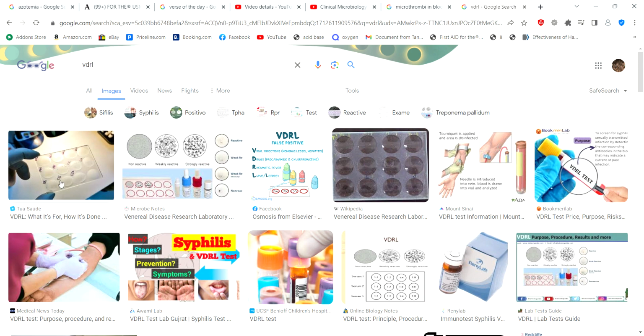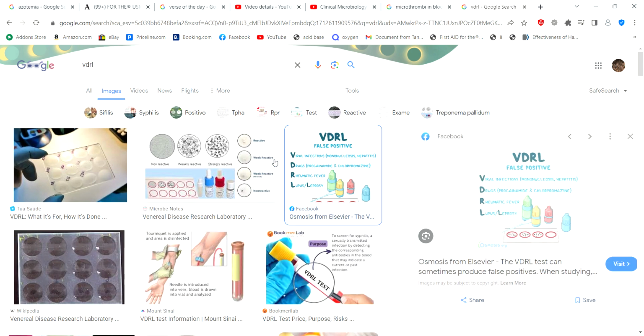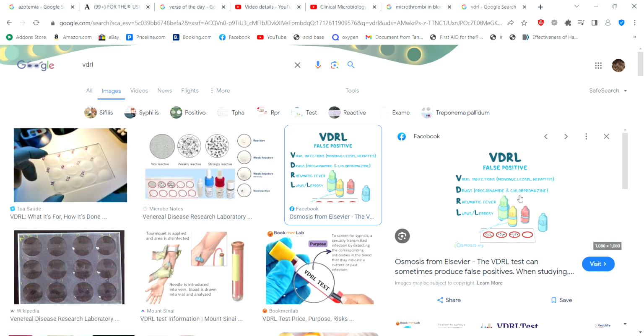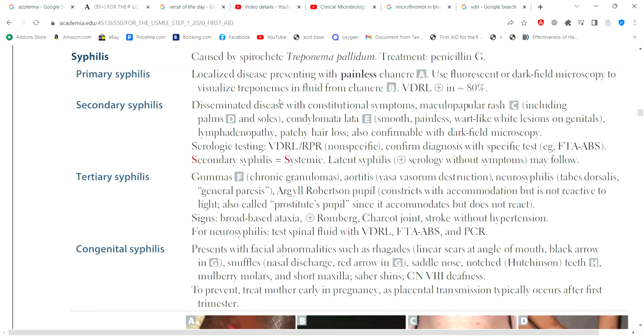You don't have to know the details of how it's done. You just have to know that this test is for syphilis. There will be questions where it can be false positive and how you can differentiate, when we get there.